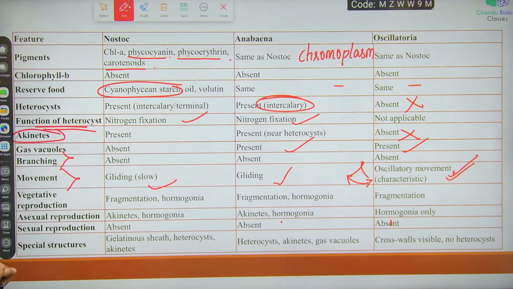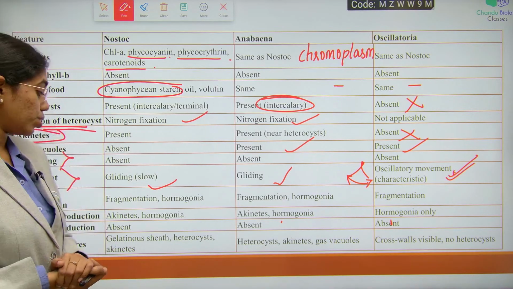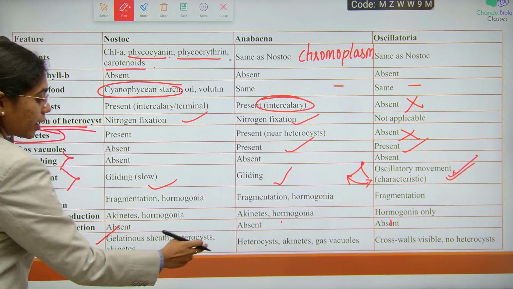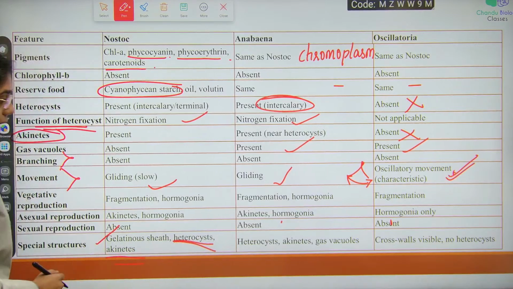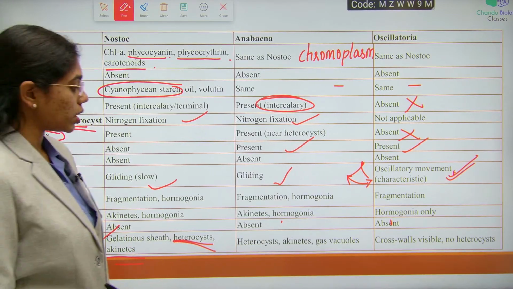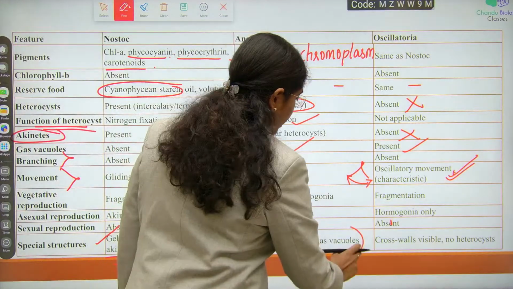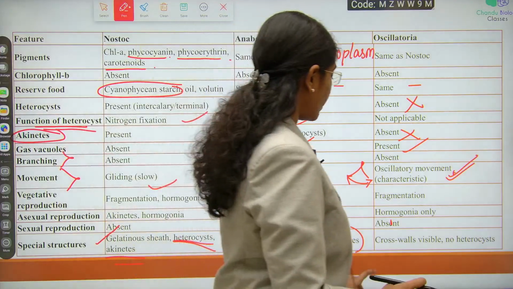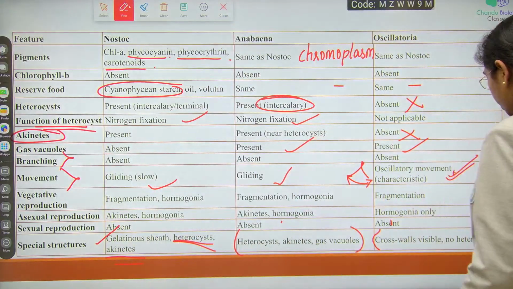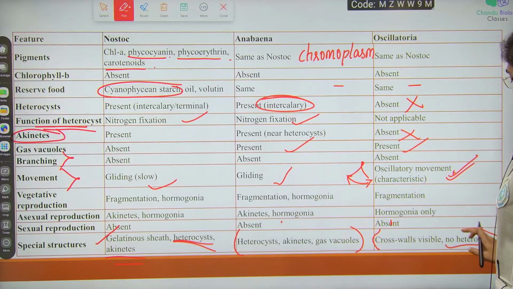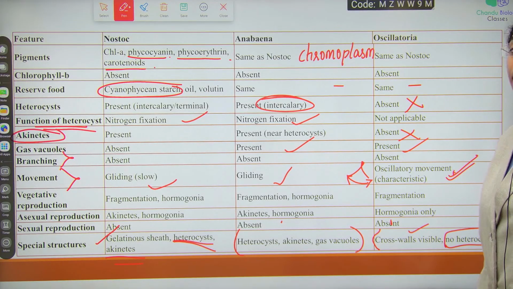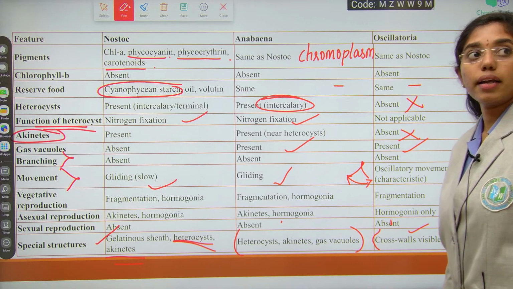Next, sexual reproduction is absent in all of them. Special structures. What are the special structures that you can see? In Nostoc, gelatinous sheath is observed, heterocysts are present and akinetes are formed. In Anabaena, if you see, heterocysts, akinetes and gas vacuoles are present. Next, Oscillatoria will have cross walls which are visible and there is no heterocyst at all. Clear?